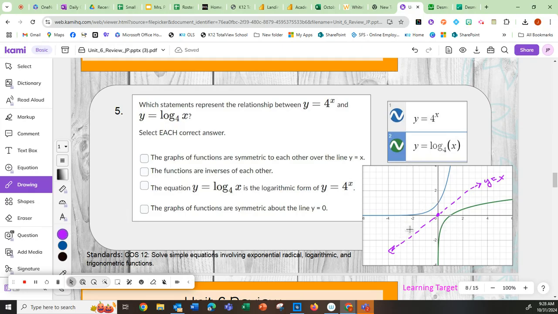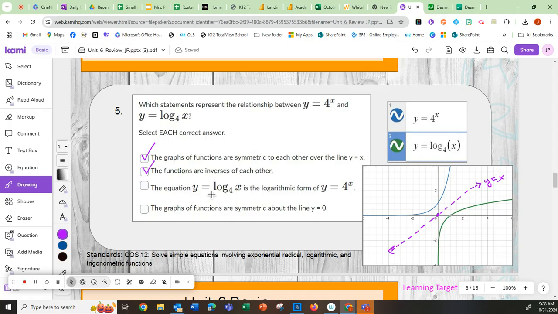So that proves that these graphs are inverses of each other. So we can check the first one. The graphs of the functions are symmetric to each other over the line y equals x. We can visually see that. And that also means that the functions are inverses of each other.